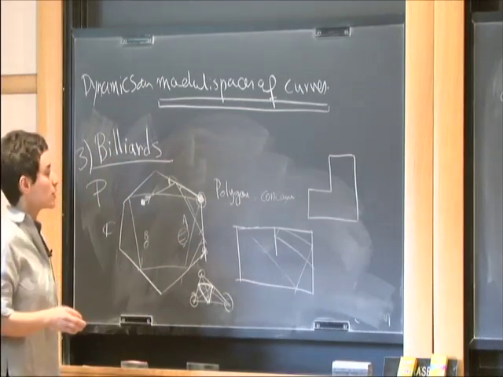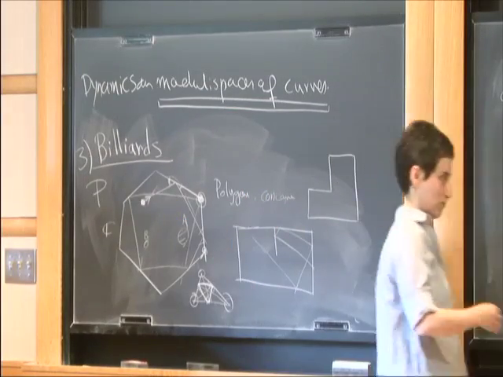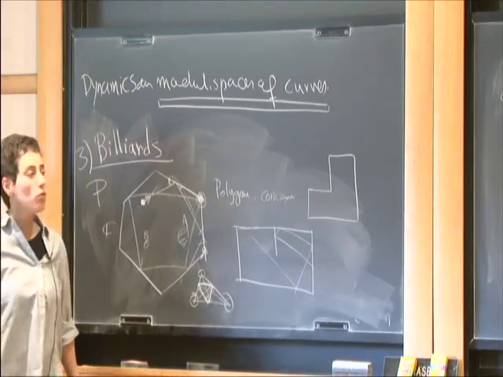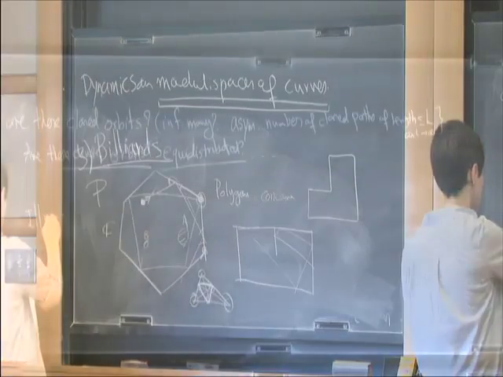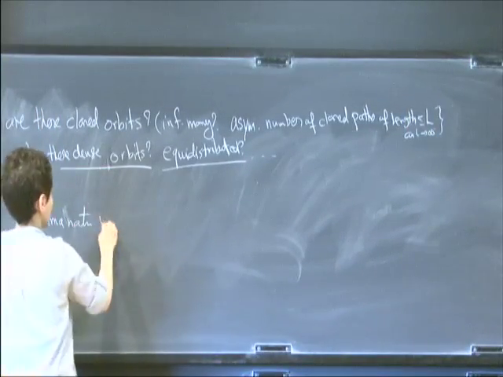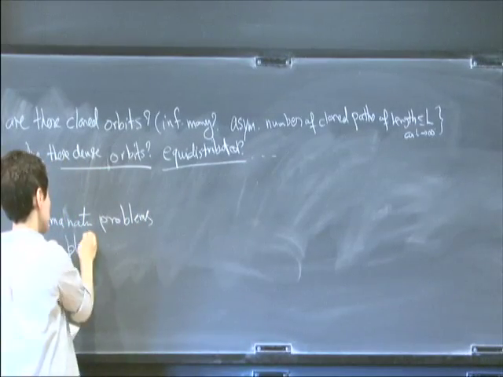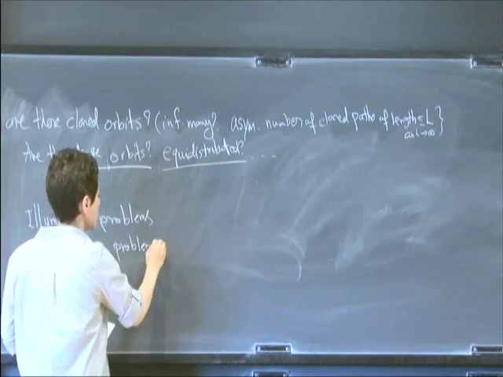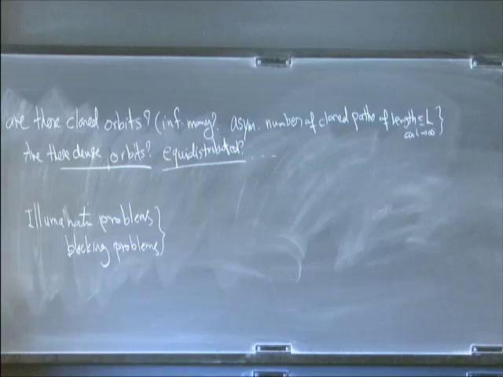And there's one more question, I mean, two more questions that I want to tell you about. So you want to see what orbits would do. There are some problems I call illumination problems, and blocking problems. These are trivial for certain types of billiards, at least the first one.